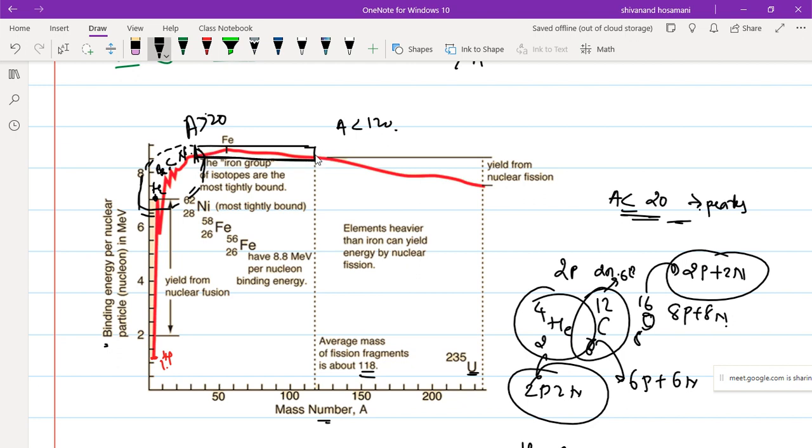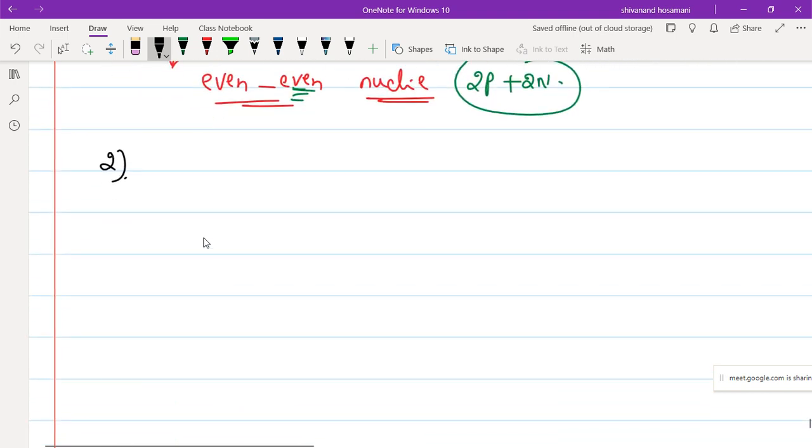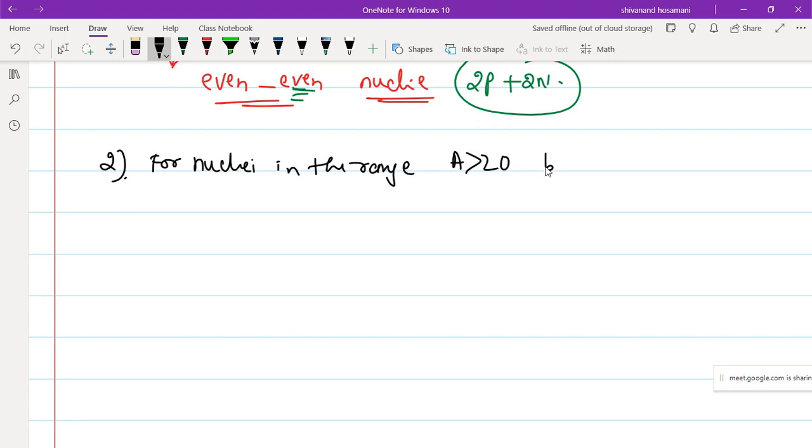Therefore, for nuclei in the range of atomic masses A greater than 20 but less than 120, the binding energy per nucleon is roughly constant. Okay, roughly constant.